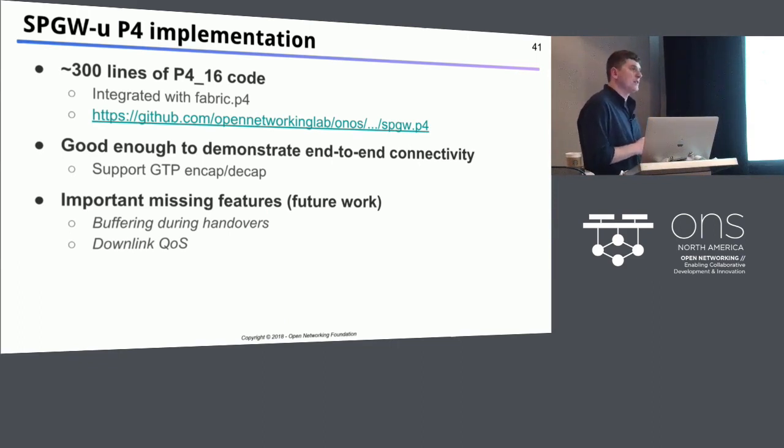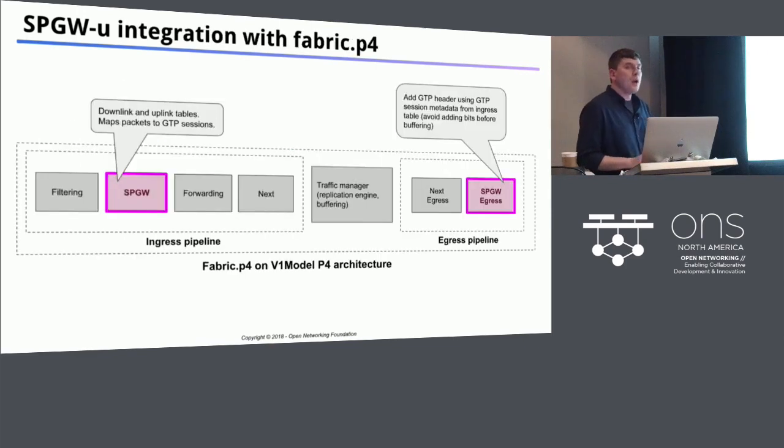I'm not claiming this is a full-fledged serving and packet gateway implementation. There's a long road ahead to reach that point, but it's good enough to demonstrate end-to-end connectivity. There are some important missing features, like buffering during handovers and downlink QoS, which is something that we are saving for future work.